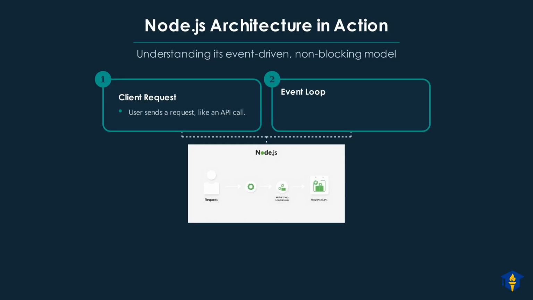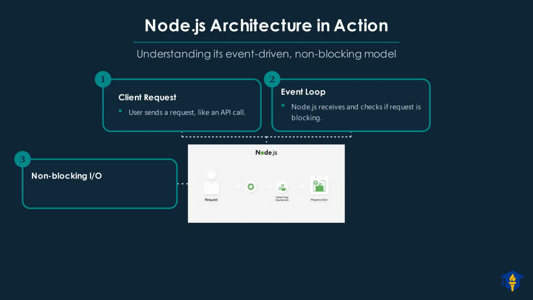Next, the Node.js event loop receives this request and quickly checks if it involves a blocking operation. The event loop is central to Node.js's asynchronous nature, managing the flow of all incoming tasks. For non-blocking I/O tasks, Node.js efficiently delegates these operations to a pool of worker threads. This delegation allows the main thread to remain free, processing other incoming requests without interruption.